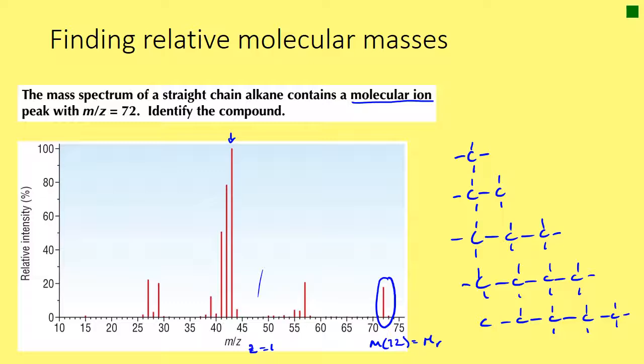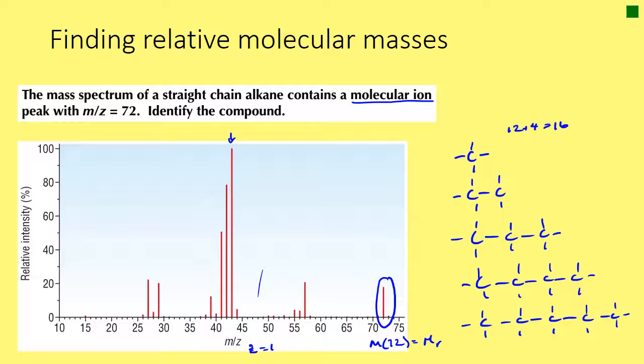Okay, and sixth one would be hexane, etc. So it's going to be one of these, but the MR is going to be 72. So clearly we can see it's not going to be methane because carbon is 12 and we've got 4 hydrogens, so that would be 16. So it's quite a bit bigger than methane.